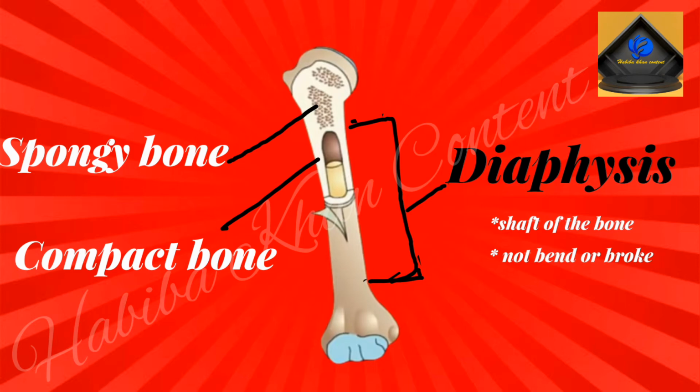At each end of the diaphysis is an epiphysis, which is composed mainly of spongy bone tissue. The spaces of spongy bone tissue contain red marrow, which produces red blood cells, white blood cells, and platelets.